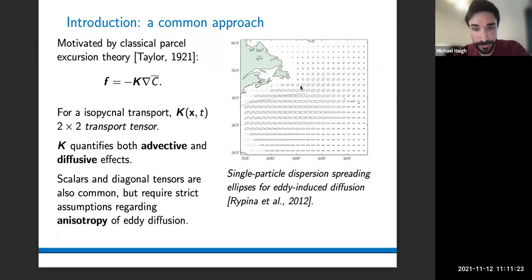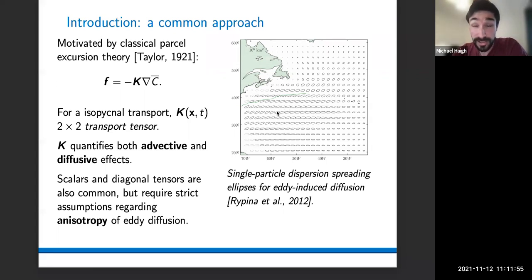So to illustrate this concept of anisotropy, I've taken this image from Ripina et al., where et al. might be one or two of the audience members. These ellipses here represent the direction of preferential spreading of some synthetic particles released into the ocean. When an ellipse is stretched, that implies that particles are preferentially spreading in that direction. And when it's compressed, it means that particles are less likely to spread in that particular direction.